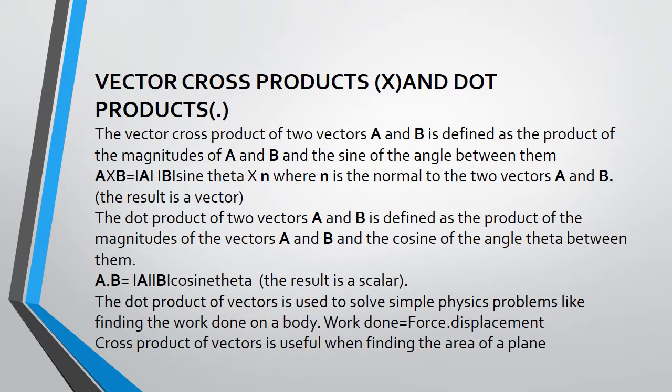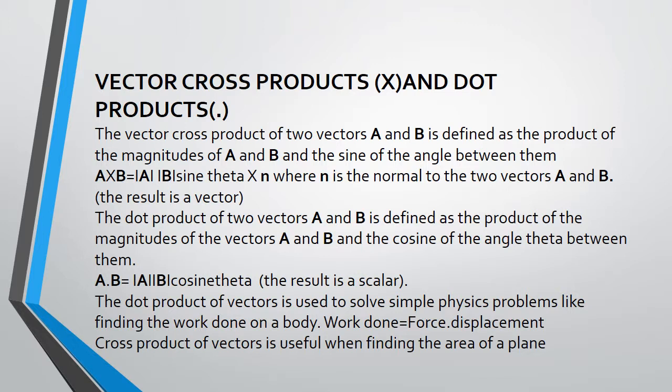The cross product of two vectors A and B is defined as the magnitude of A times the magnitude of B times the sine of the angle between the vectors A and B, and the result is a vector where the vector's direction goes in the direction of the normal n.